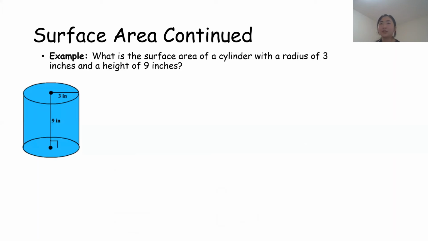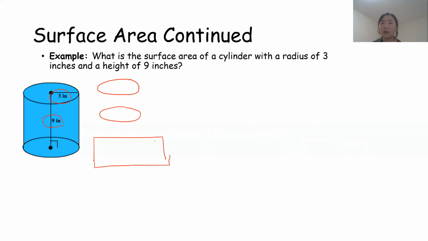So just to get a little more practice with cylinders, here's an example of a cylinder with radius 3 inches and height 9 inches. To find the surface area, we can break it down into its different parts, find the areas of each, and add them together. The two circles are the top and bottom bases, which we know are here and here. And this rectangle is just an unfolded version of the rectangle that wraps around the cylinder.